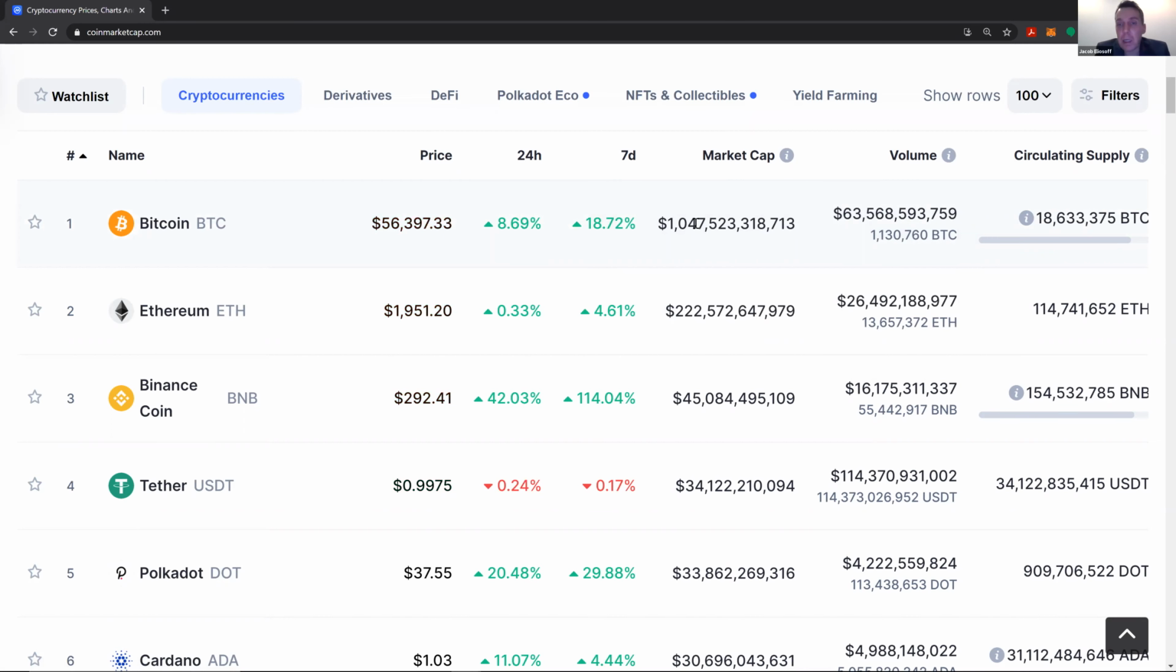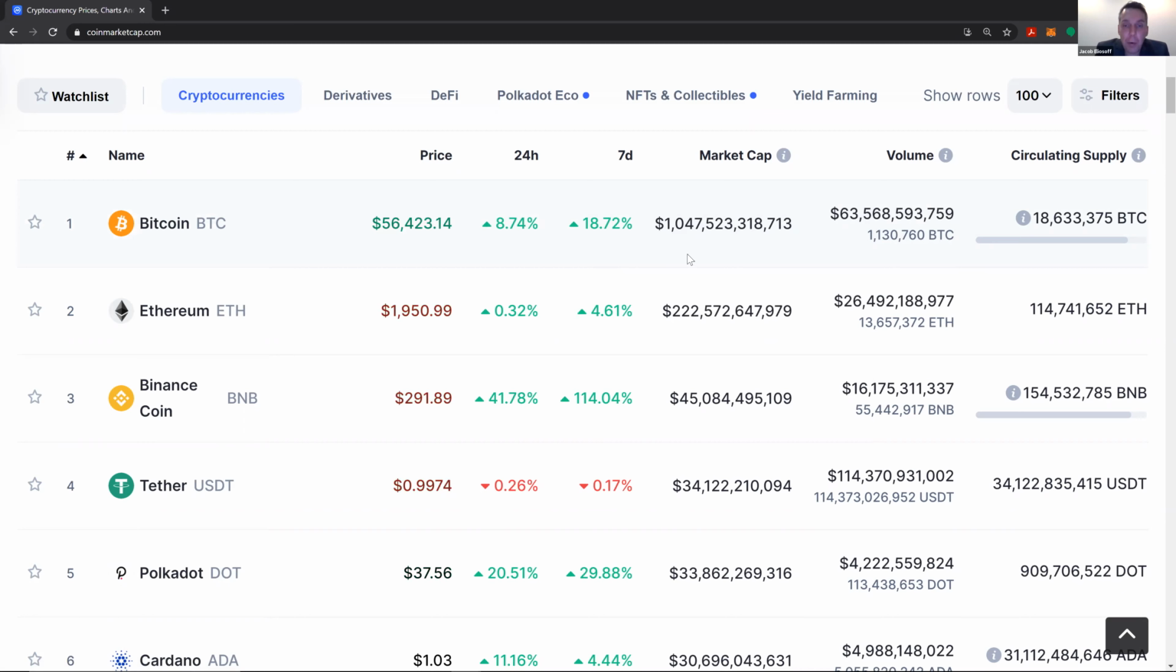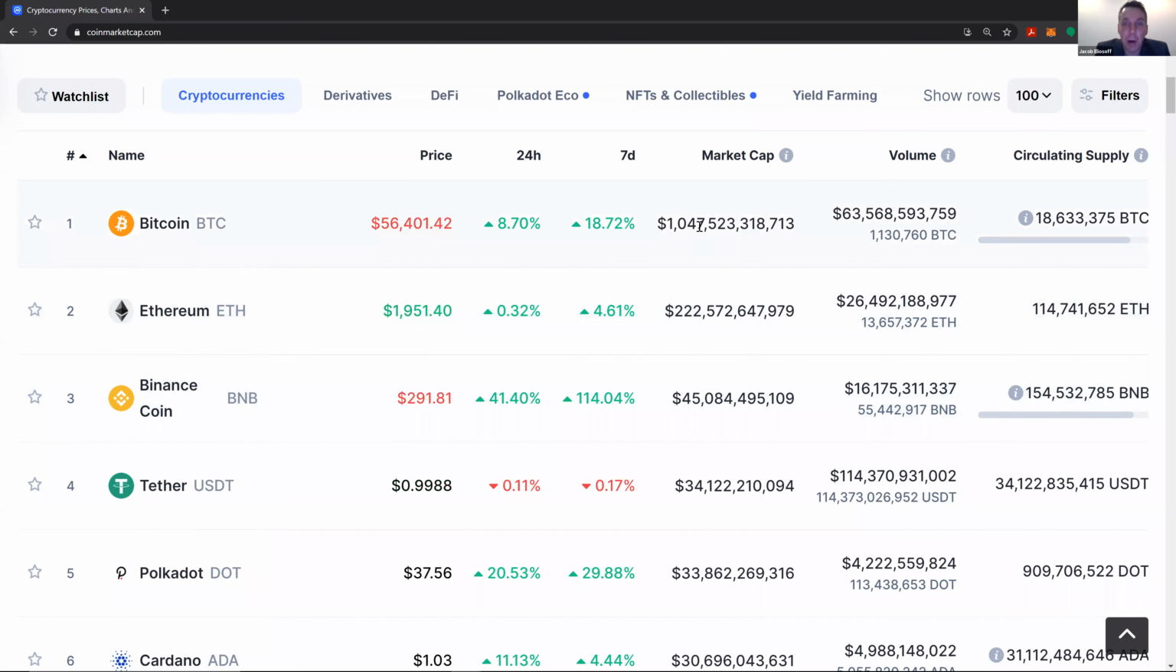And there are limitations to this number, but at least it gives you a crude comparison. What I want to really highlight here is that Bitcoin is a little over $1 trillion. Number 2 is Ethereum, at $220 billion. And number 3 is Binance Coin, BNB. Binance Coin is having a good week. That's a whole drama of its own. Binance Coin is at $45 billion. So Ethereum is a little over a fifth of Bitcoin's size in terms of market cap, and Binance Coin is about a fifth of the size of Ethereum.